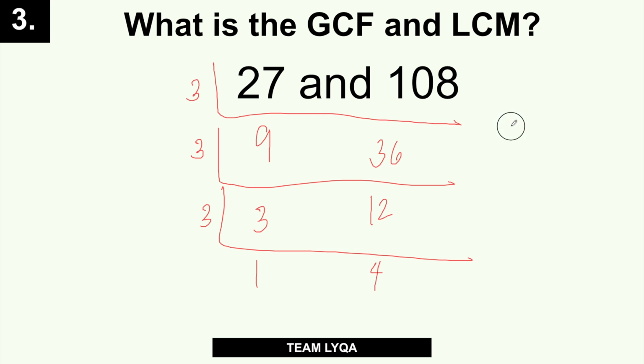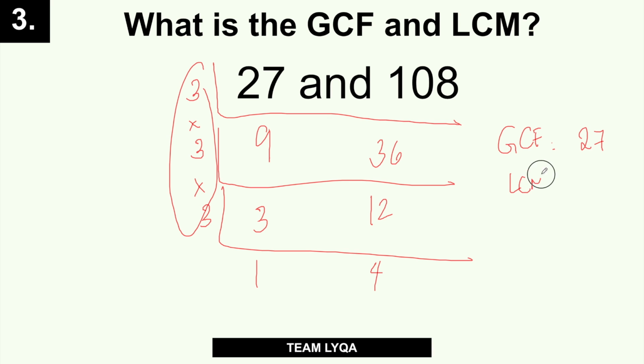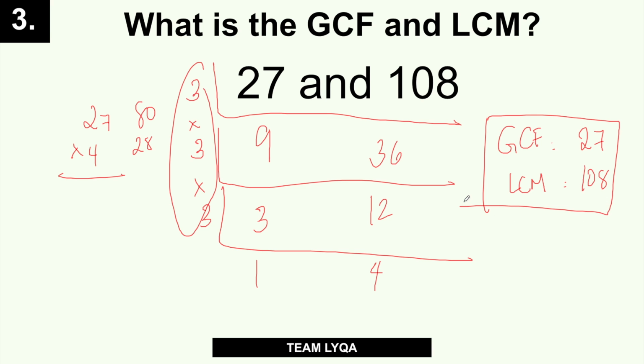Okay? And ang GCF, again, left side lang. So, 3 times 3 times 3. That is 3 times 3 is 9. Times 3 is 27. And then, ang LCM natin would be 27 times 1 times 4. So, 27 times 4. Again, you can multiply it like that. Or what I do naman here, I put just 20 times 4, which is 80. And then 7 times 4, which is 28. So, that would give me 108. Okay? So, ang GCF niya is 27, ang LCM niya is 108.